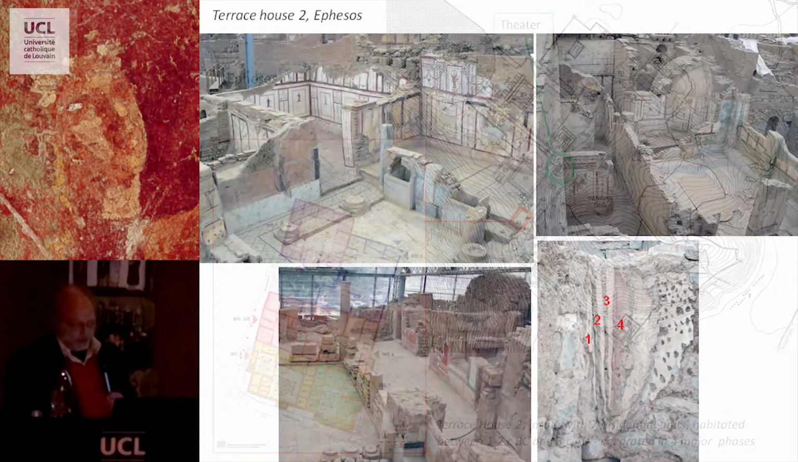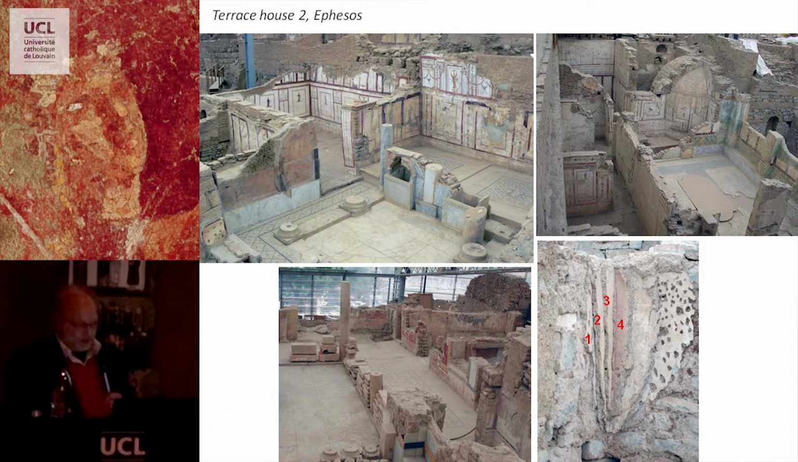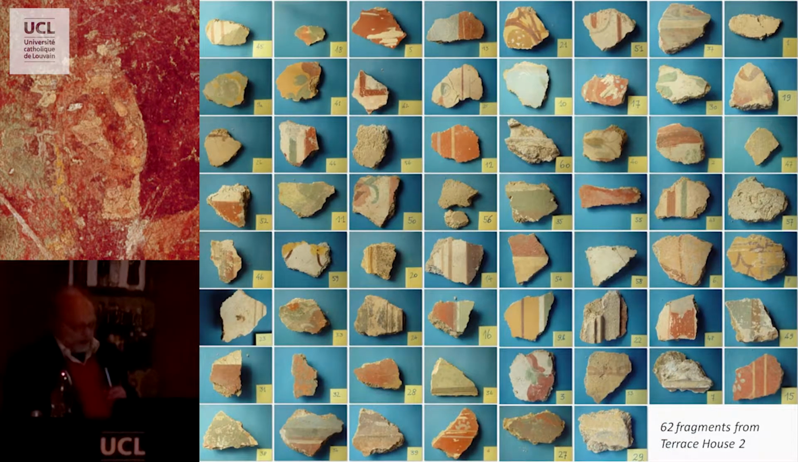And so here we have some views, and here you can see the four main stages of decoration in Terrace House 2, which were due to reconstruction works or to frequent earthquakes. So the flats had to be decorated several times in the imperial period. This is just a view of the fragments we received.